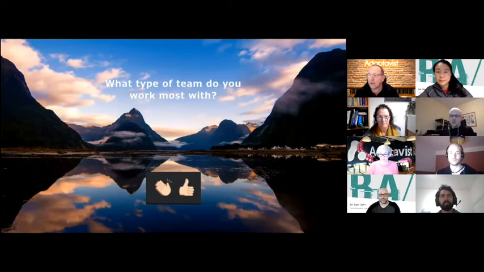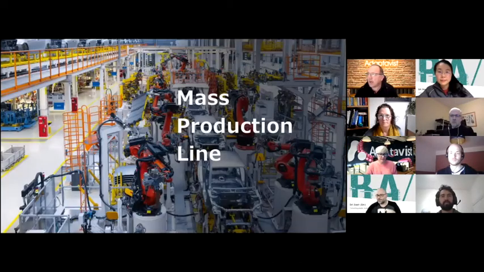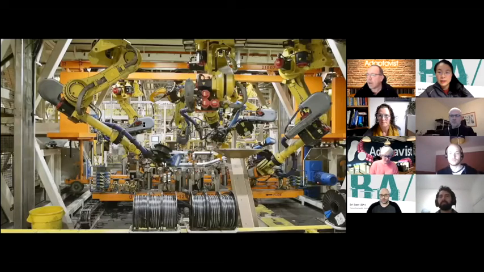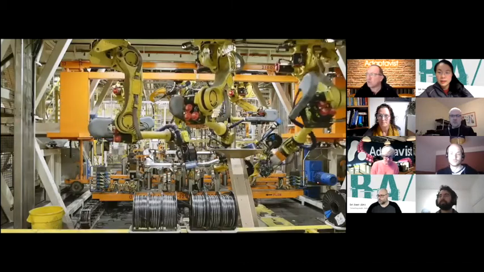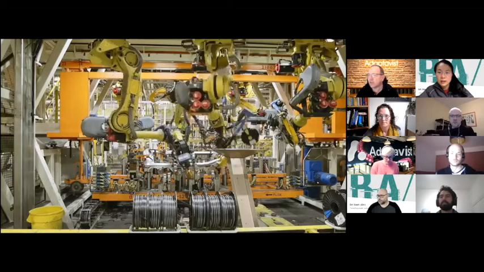So let's look at our next bit, the mass production line. Everybody has heard the story of the Model T Ford, the first production line of cars. Everybody is seeing these pictures where you've got the production line and all the robots running away, making a car. But what does that actually mean? And what does it mean to us when we think about agility?